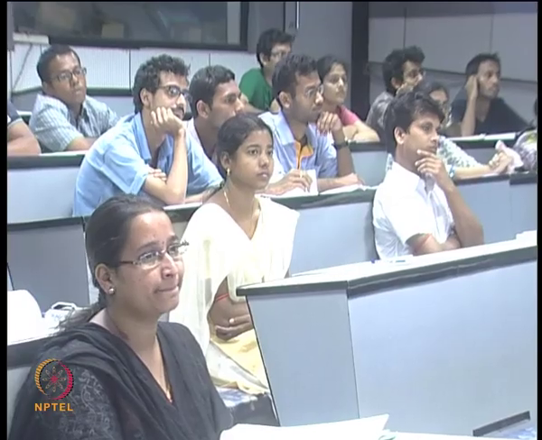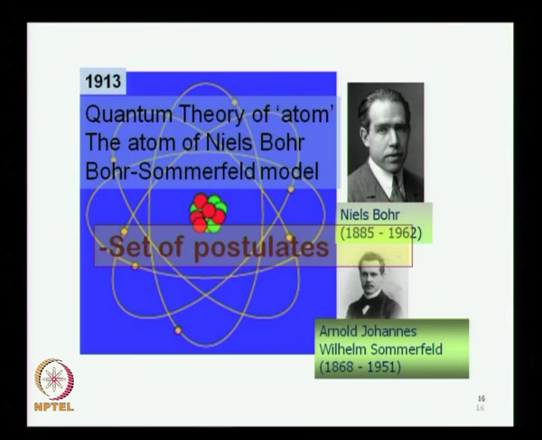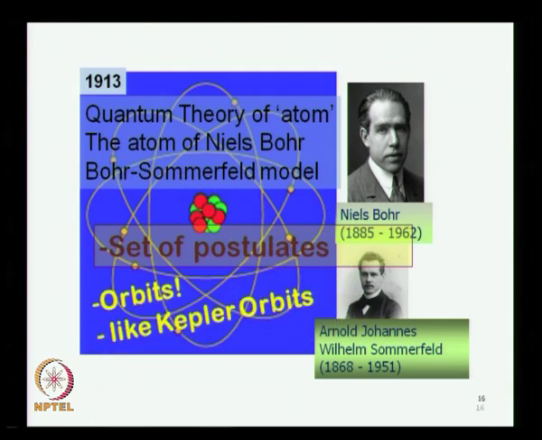Now, this is certainly based on a set of postulates, so it is not exactly semi-empirical, it is postulatory, and it worked. The orbits that Bohr invoked are like Kepler orbits. So, there is a very close parallel between the Kepler model of the planetary motion around the sun, and the Bohr-Sommerfeld model of the hydrogen atom.